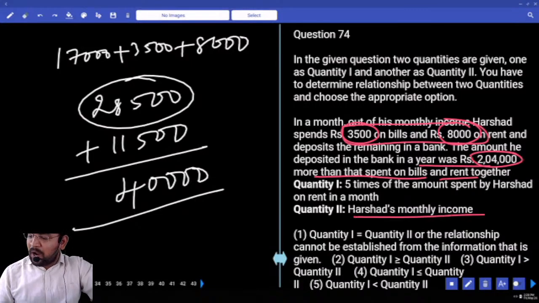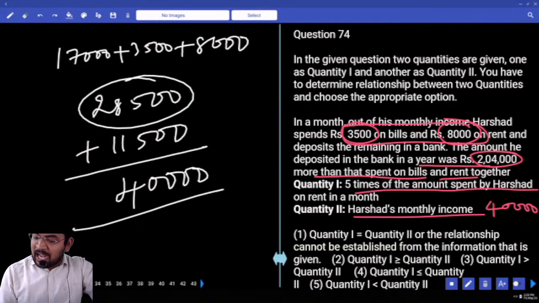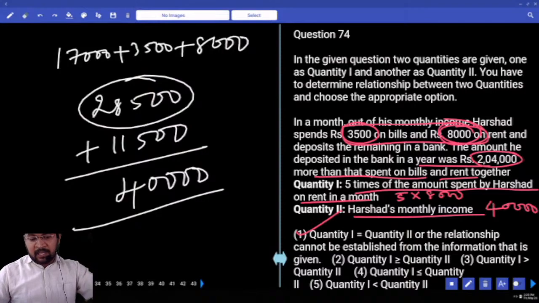Harshad's monthly income is quantity 2. Harshad's monthly income is what? 40,000. Quantity 1 is what? 5 times the amount spent by Harshad on rent in a month. Rent per month is what? 5 times 8,000, 40,000, na. And both are equal. Your answer is quantity 1 is equal to quantity 2.